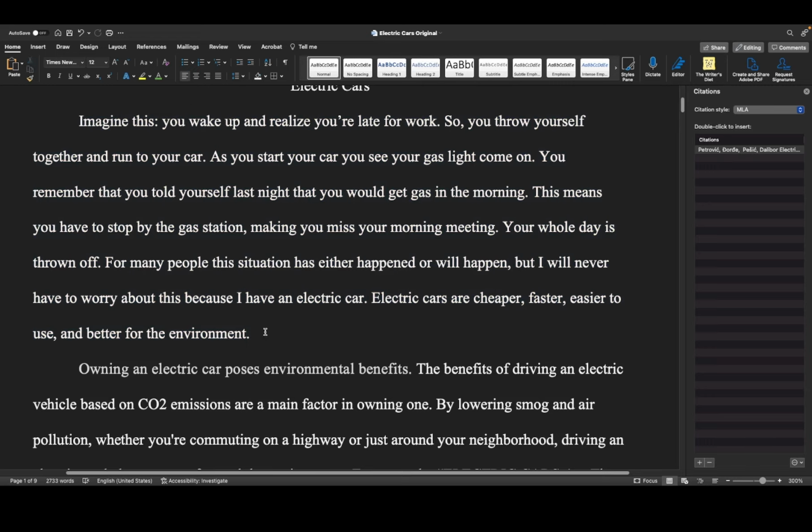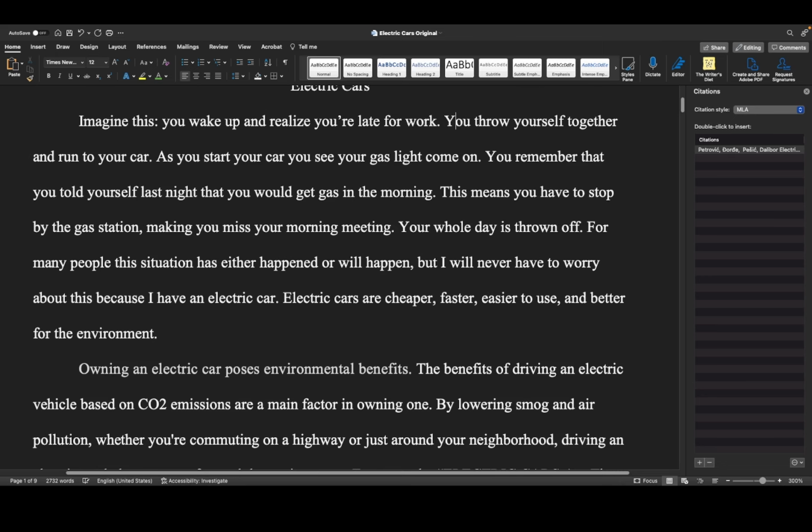Let's read this. Imagine this. You wake up and realize you're late for work. So you throw yourself together. We don't need this either. You throw yourself together and run to your car. As you start your car, you see your gas light come on. You remember that you told yourself last night that you would get gas in the morning. This means you have to stop by the gas station, making you miss your morning meeting. Your whole day is thrown off.